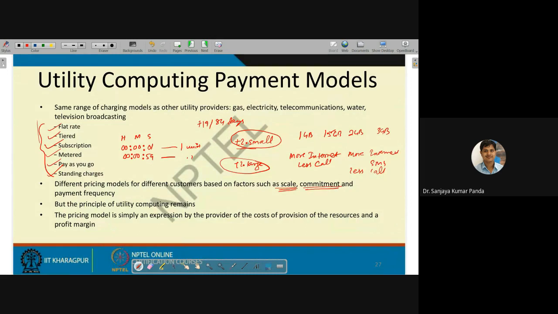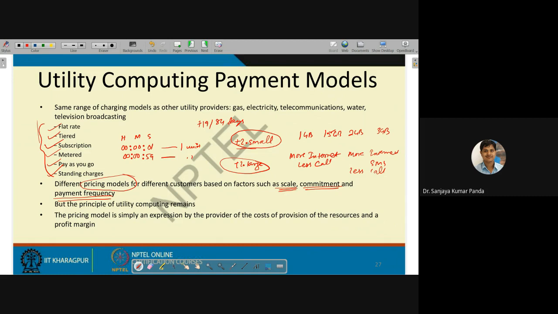Based upon the commitment, you can choose a model. Based upon the payment frequency, also you can choose. Right? You want to pay, let's say, on a per month basis, or you want to pay on a per year basis, annual subscriptions, right? So based upon that, you have to choose an appropriate pricing model for your organization or for individual users. But the principle of utility computing remains the same. You use flat rate, you use tiered, you use subscription, any model you want to use, but all the models are a part of our utility computing model.